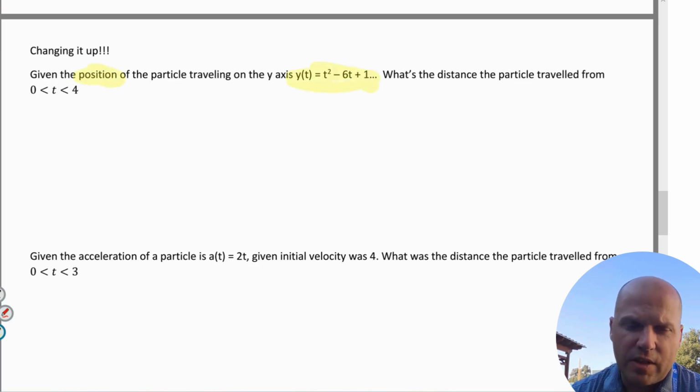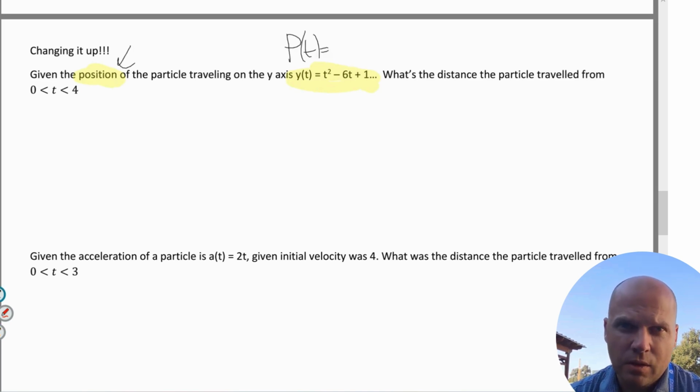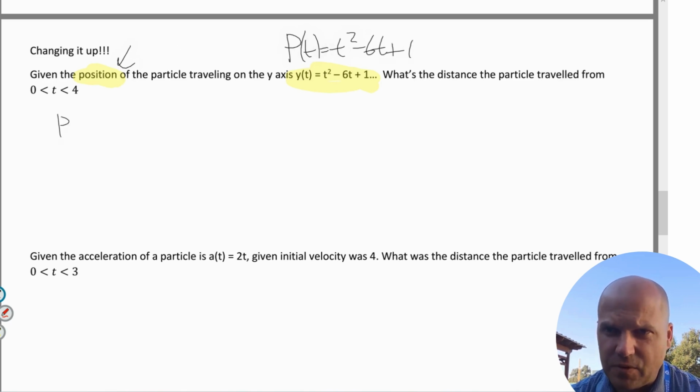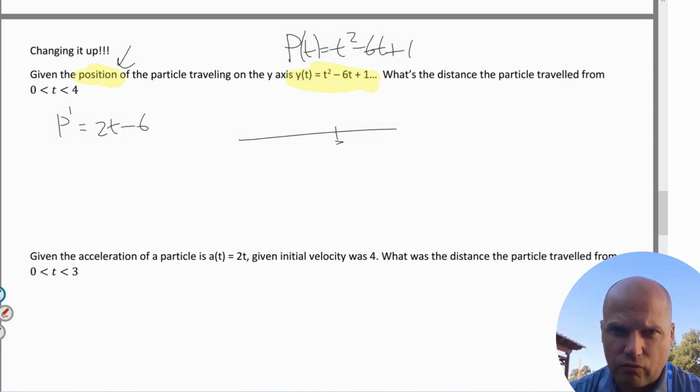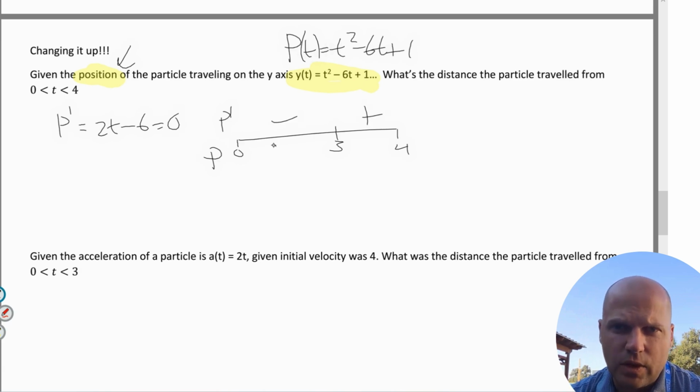Yo, I'm given the distance. I'm given the position. I'm given F. I'm given P. How do I find how far I've traveled? Guys, you have to analyze your derivative. We are using our derivative to really understand how our original function is changing. You want to know how far your position changed, how much total? We got to look at our derivative. We got to figure out the signs.